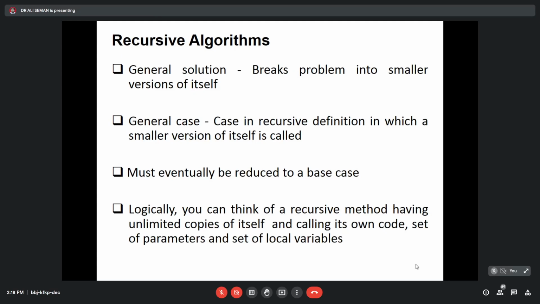So unlimited copies, each calling its own code, with its own set of parameters and set of local variables. So we have a bigger problem, a method with variables, parameters, and also the code, and after that you copy again, it becomes smaller, with the same code, parameters, and set of variables, and repeat again until a certain point where we stop. Okay, that is the overall recursive idea, when we try to understand in general what a recursive algorithm is.